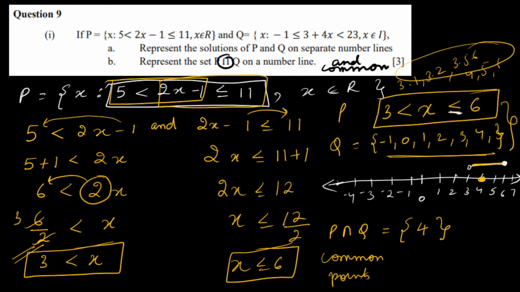Although this concept of intersection is not there, just because the question was there, I explained that the common one you have to do. Like in probability we will do and. Intersection means and. Only common.